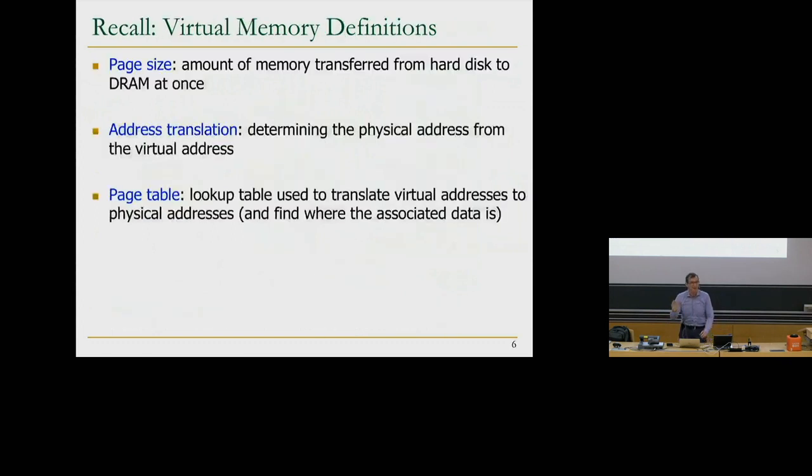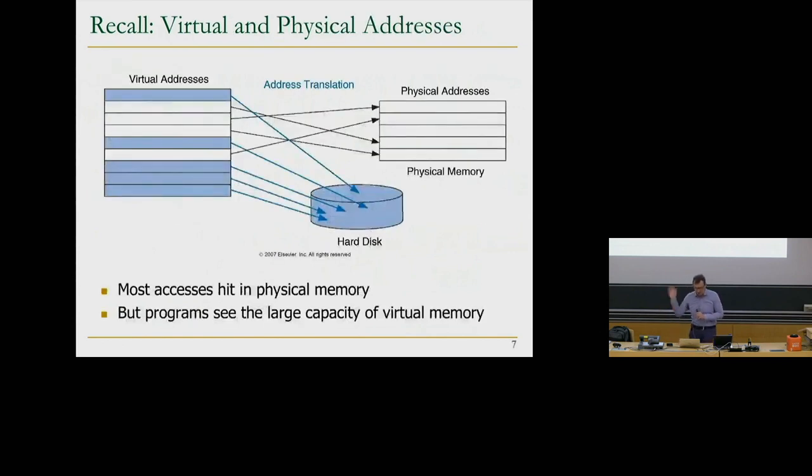So memory is divided into pages, and page size is the amount of memory that's transferred from hard disk to DRAM at once. Basically, that's the granularity of the mapping. Address translation determines the physical address from the virtual address, and the page table is really the translation table. It's a lookup table that's used to translate the virtual addresses to physical addresses and find where the associated data is. So we covered all of this, and we covered this picture also.